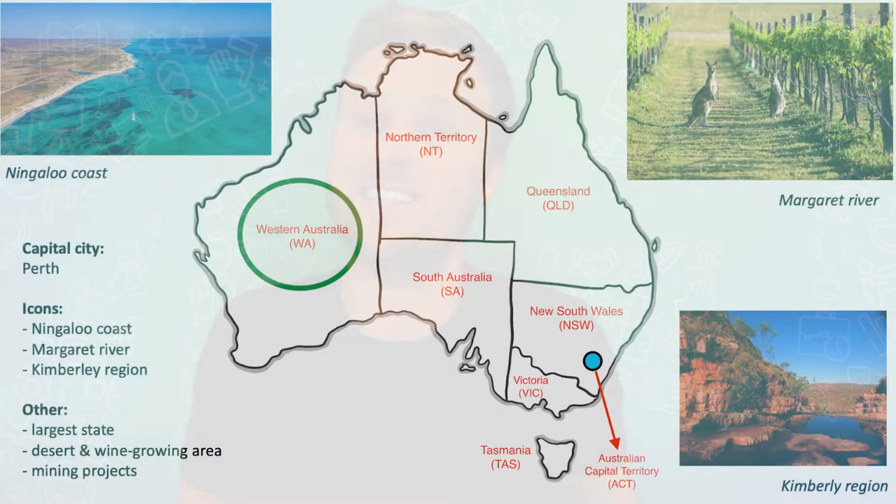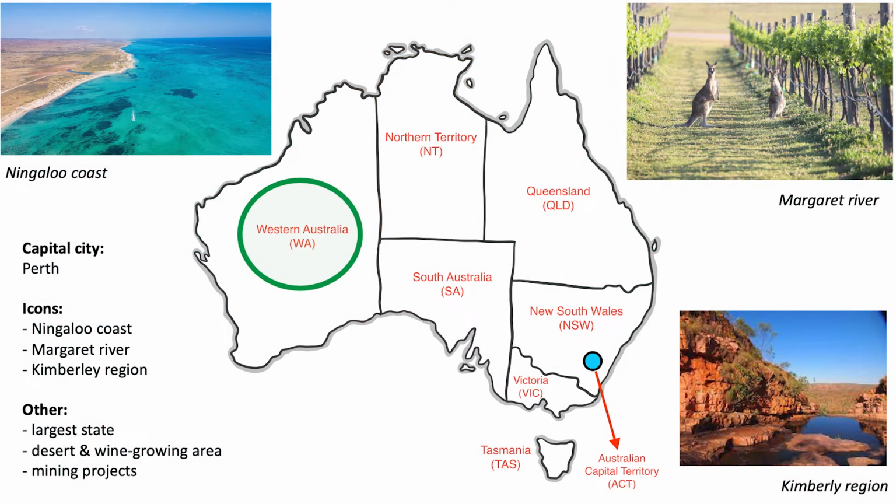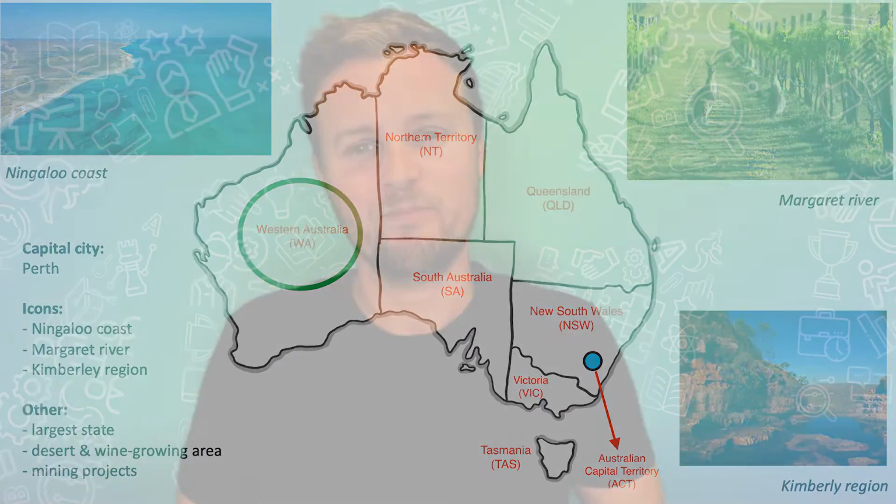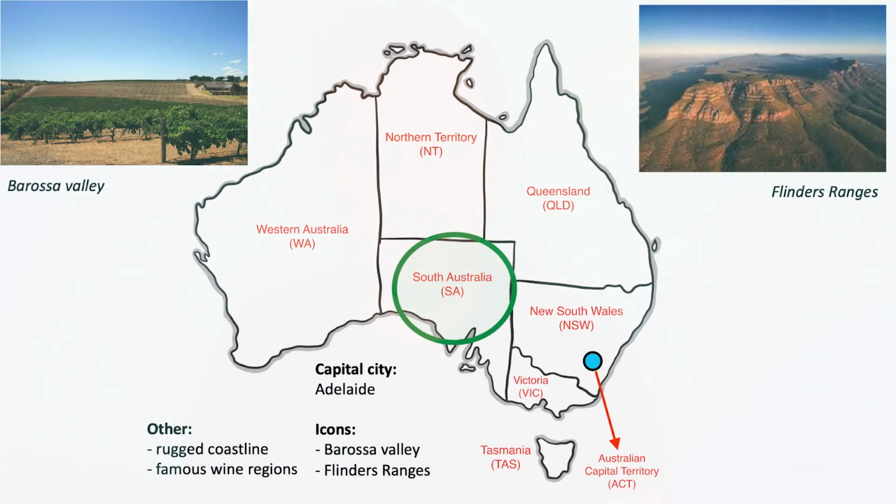Western Australia is the largest state, and its capital city is Perth. The east of the state is mostly desert, while the southwest is a rich agriculture and wine growing area. Western Australia is home to many large mining projects, and some of its icons include the Ningaloo Coast, Margaret River, and the Kimberley region.